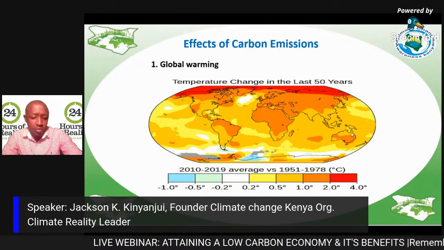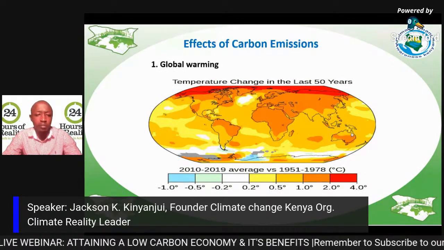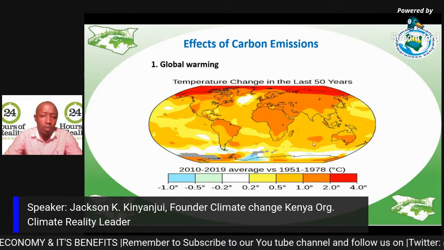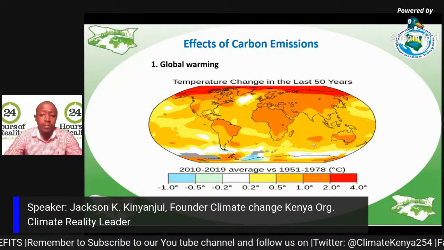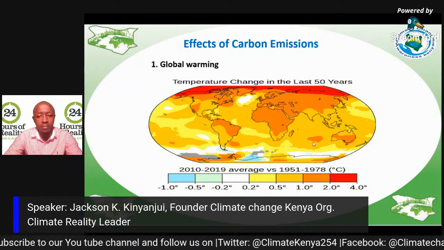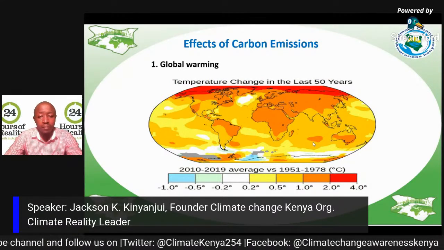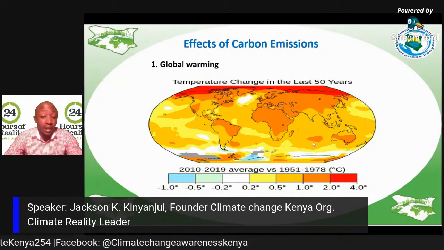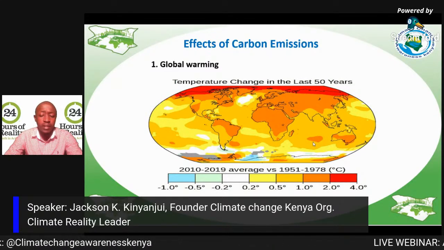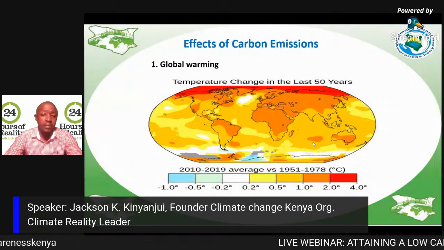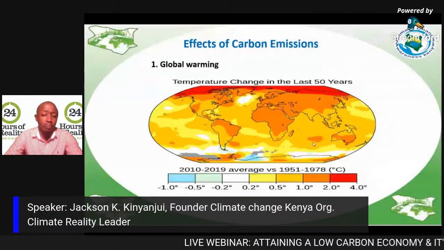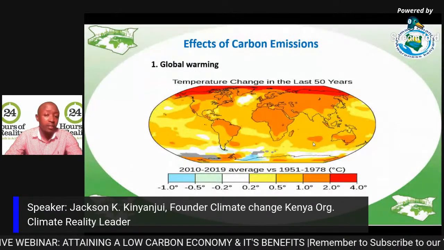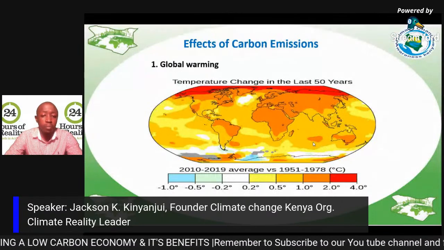Effects of carbon emissions. Which are some of these effects? The first one that everybody knows is global warming. Carbon is not the most potent. The most potent is methane, which is 40 times more potent than carbon. But in terms of volume, carbon is the largest. And because carbon occupies the largest volume, its effect is significantly felt across the globe.